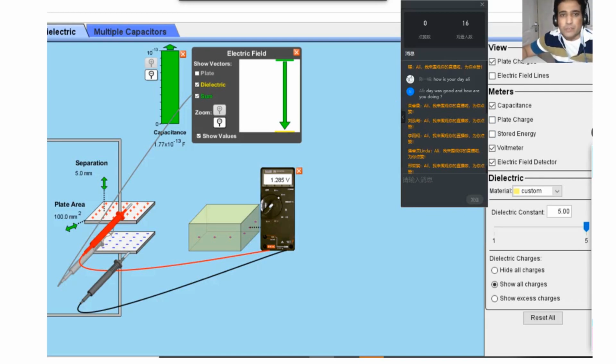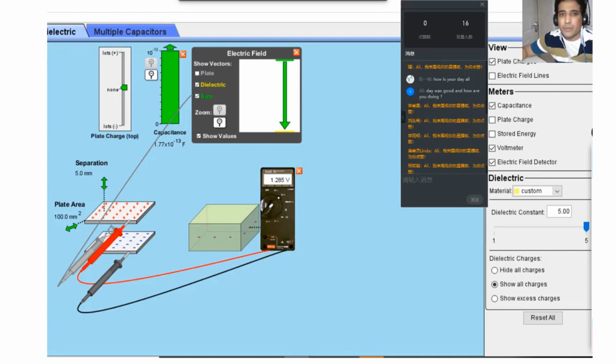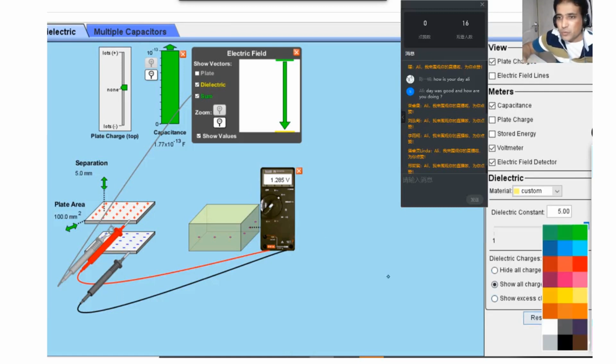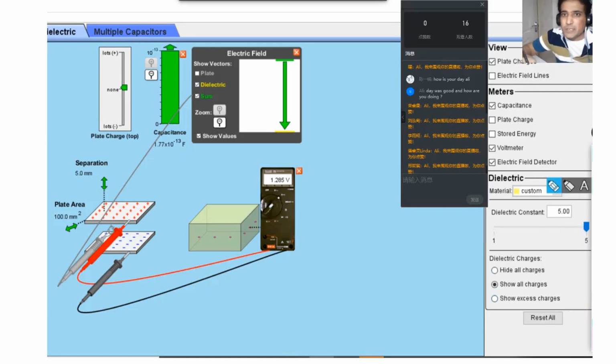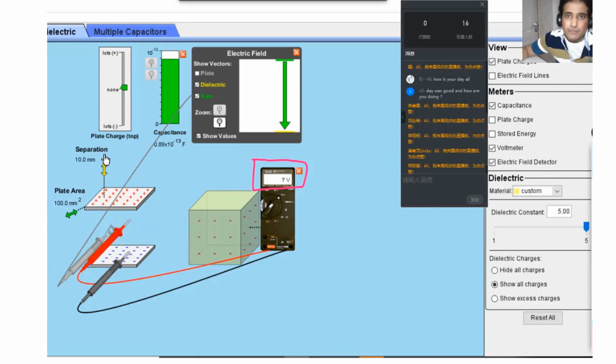Now I will disconnect. You can see the voltage across this one is 1.285 now. Now I will disconnect this battery. Okay, so you can see the voltage at this time. I have disconnected the battery now, and then I will pull these plates apart like this. Now how about the voltage? Maybe you will be surprised. You see, this voltage has increased.